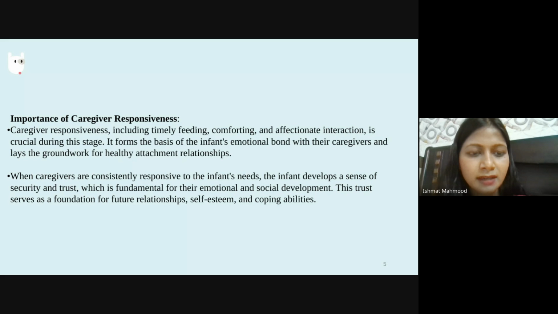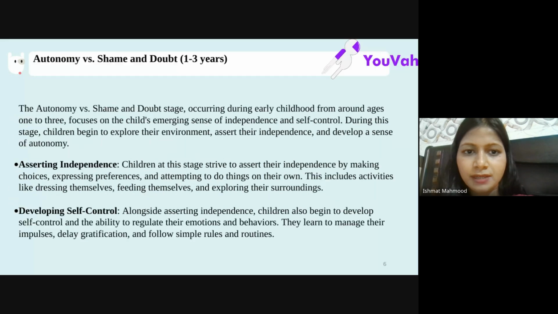So it's written here, importance of caregiver responses. Why is it important? कि हम अपना emotional bond बना सके अपने parents के साथ, and have a secure or healthy attachment relationship with the parents. So second stage is autonomy versus shame and doubt. In this stage we majorly start with the age of 1 to 3, right?